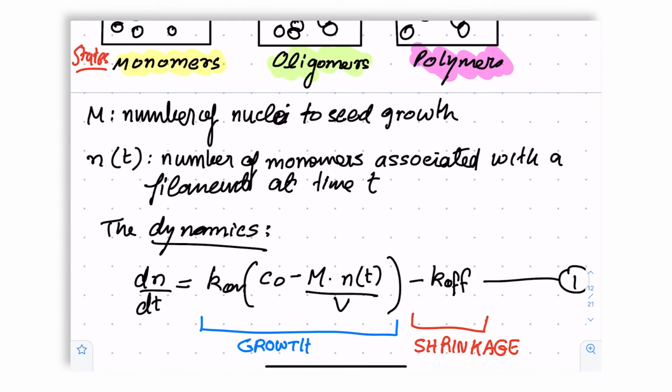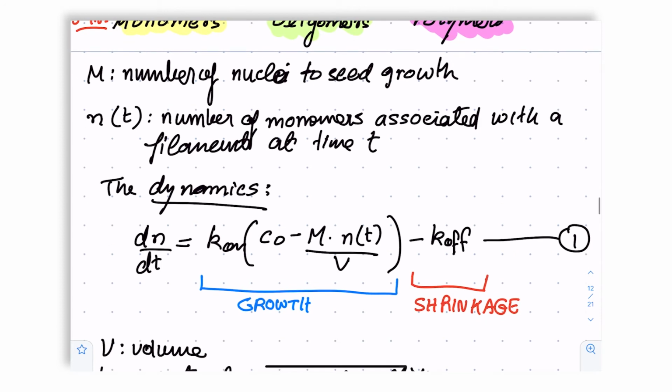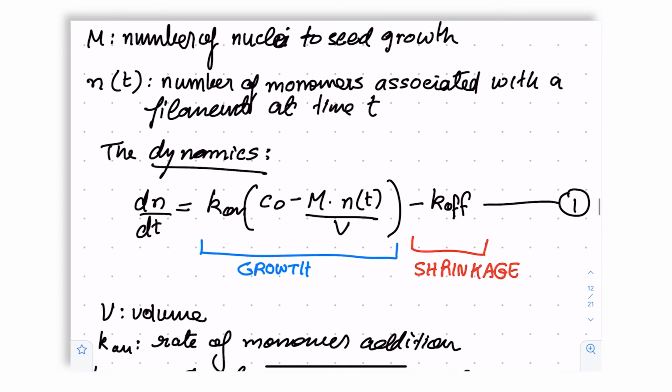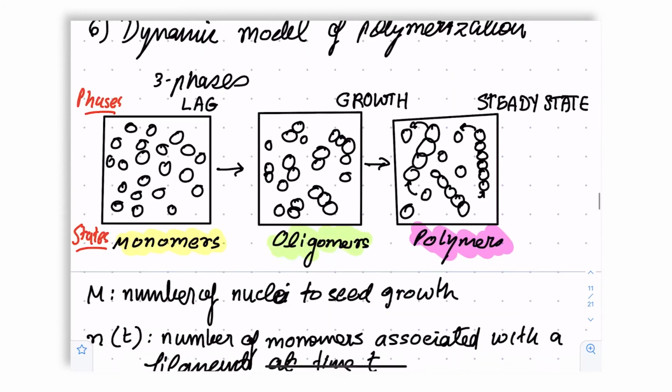If m is the number of nuclei to seed the growth, and n of t is the number of monomers associated with the filament at time t, the dynamics can be given in terms of dn by dt, which is the change in number of monomers inside a polymer in a polymeric form, is equal to, and now the growth part, k on times (c naught minus m times n of t upon v) minus k off, which is the shrinkage. So this is your differential equation form of the dynamics of a filament. This is what we were trying to get at, a dynamical model of polymerization.